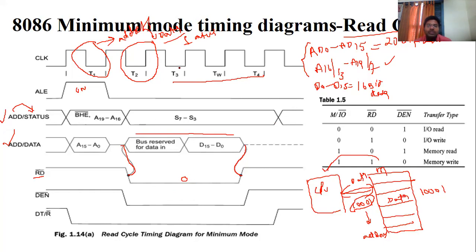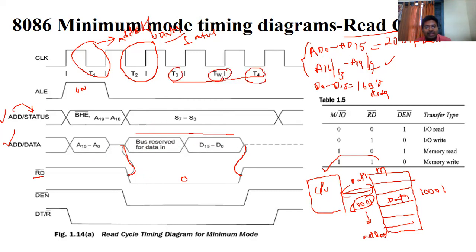Because at T1 the bus is in address mode, and at T2 it is in conversion mode. So whenever you want to perform the read operation, the microprocessor enables it at the T3 clock period onwards only, because at that time the address bus is completely converted to the data bus. The read operation requires 3 clock periods: T3, TW and T4.